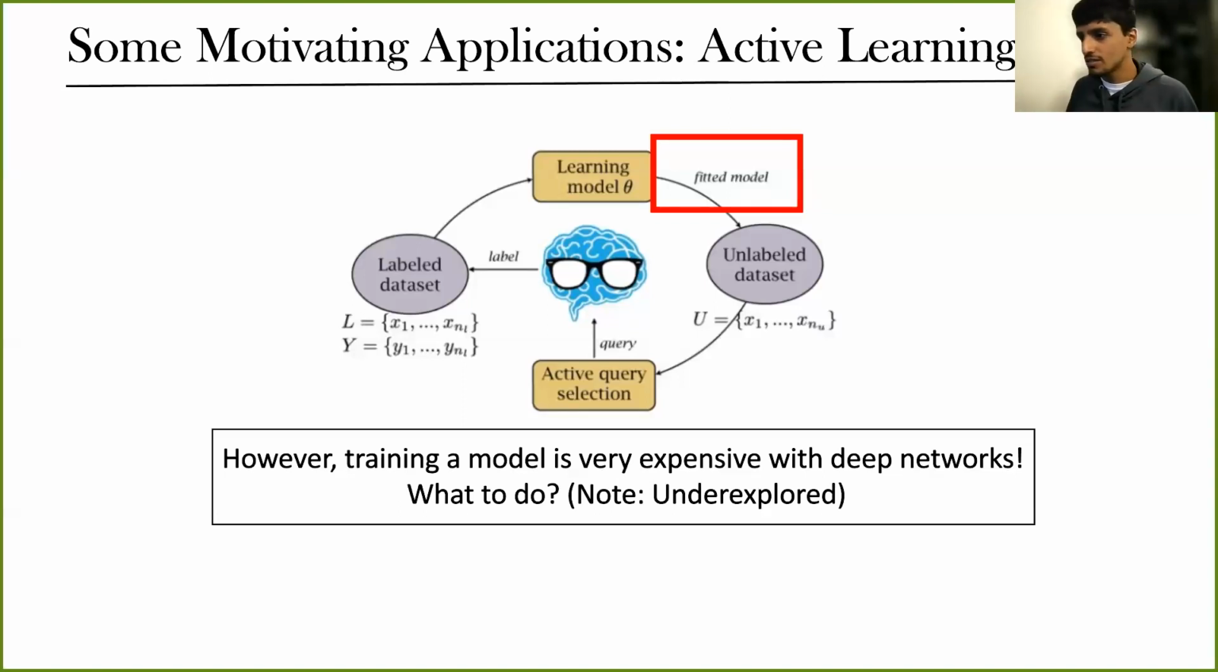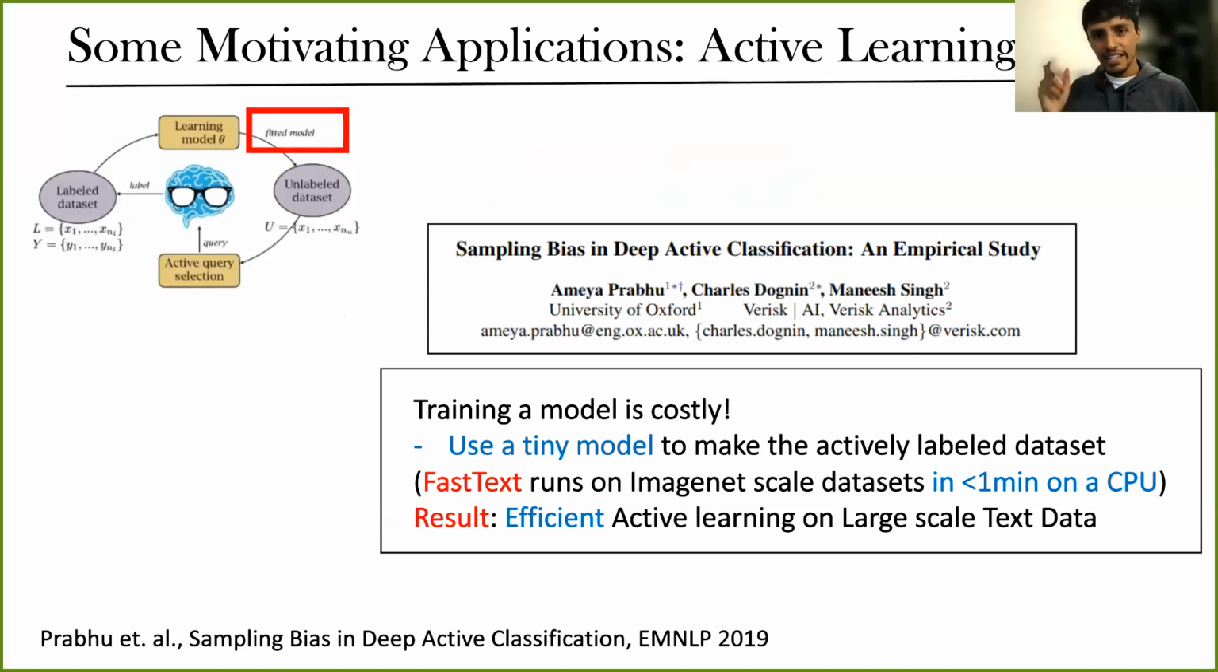Well, how do we improve this? We can improve the training of this fitted model by training a much smaller substitute model. In our paper, Sampling Bias in Deep Active Classification, we showed that we can use a very tiny model. So instead of training big models like BERT, we can use this model called FastText, which runs on ImageNet scale datasets in less than 1 minute on a CPU. It gives you a fitted model back, and then you can use this model for selecting the samples. Once you've curated your small actively labeled dataset, then you can train a large model on it and get comparable accuracies to training a large model on this big dataset.